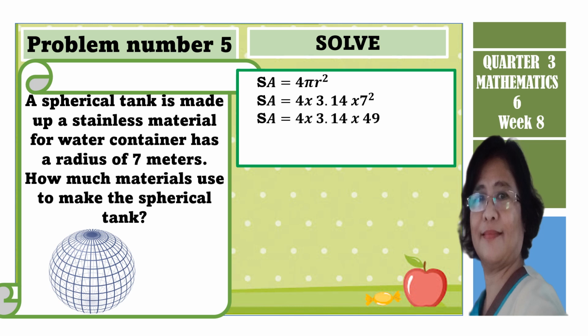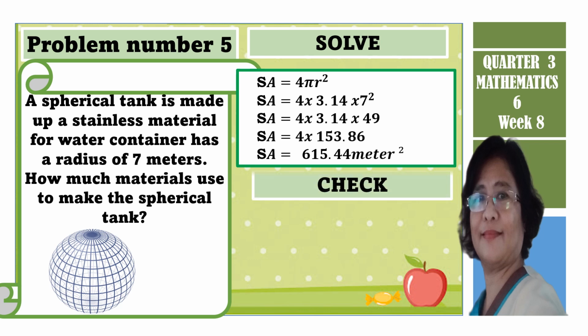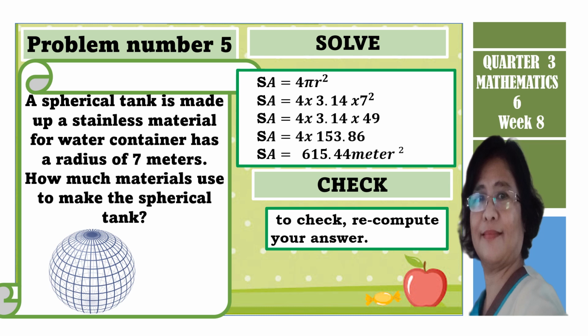7 to the second power is 49, times 3.14 times 4. If we multiply 3.14 times 49, we will get 153.86. And then multiply this by 4. So our final answer will be 615.44 square meters. To check if our answer is correct, just recompute your answer. And our final answer is 615.44 square meters.